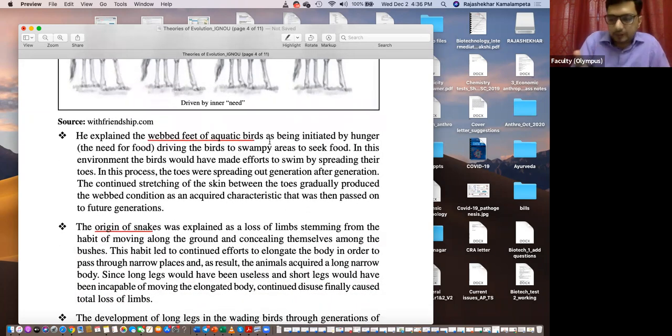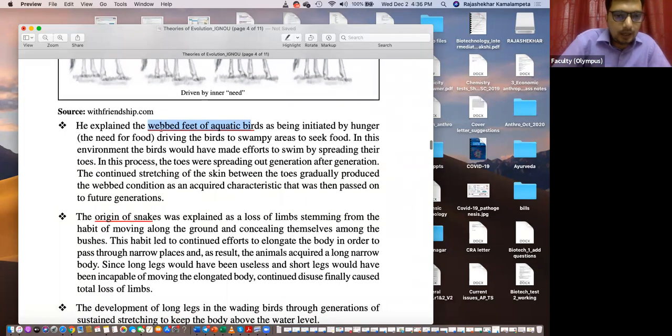Similarly, he also explained similar examples. One, the webbed feet of aquatic birds like ducks. You probably have seen that ducks have those webbed feet. They have attachment between their fingers, the digits. The webbed feet were initiated by hunger, the need for food, which drove the birds to swampy areas to seek food. So they have to swim in the swampy areas, and thereby having this type of webbed feet was helpful to them.